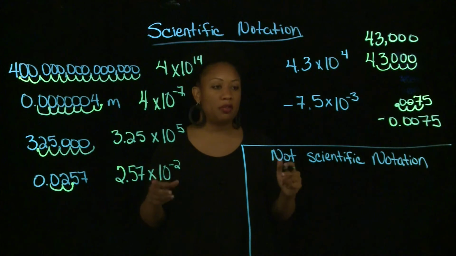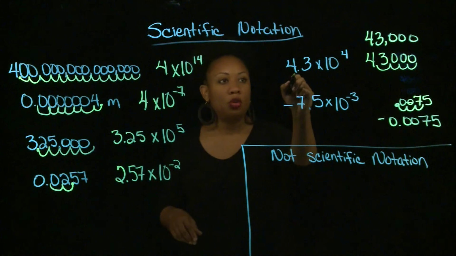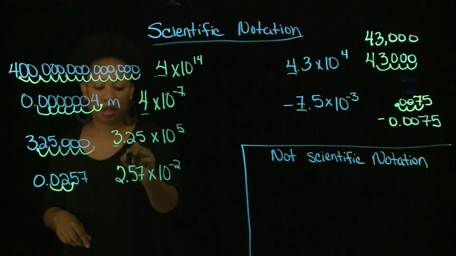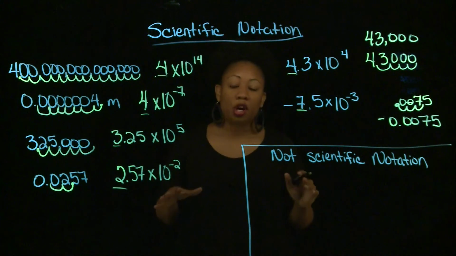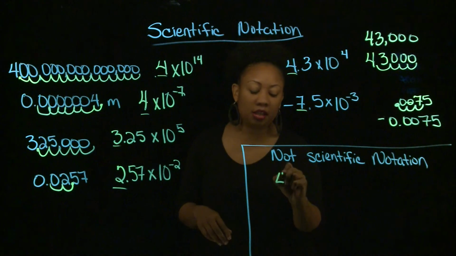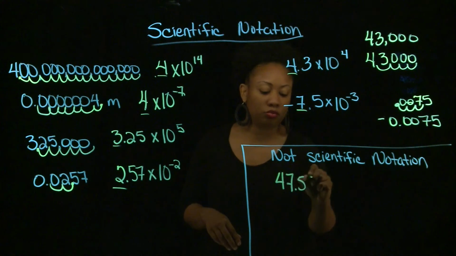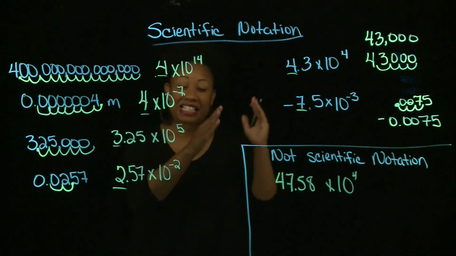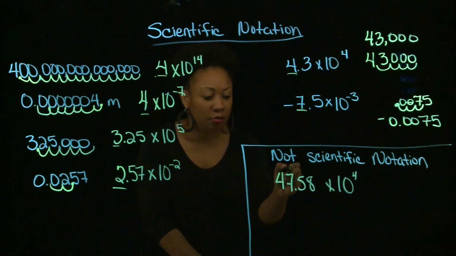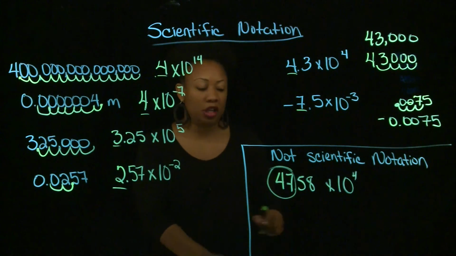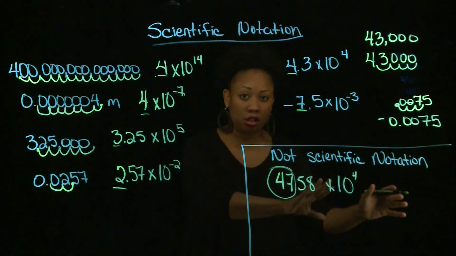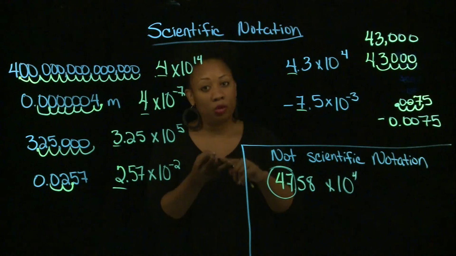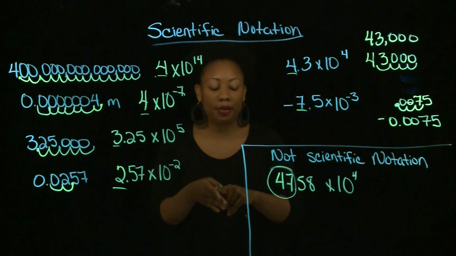Now notice whenever we're representing scientific notation, we only have one number in front of the decimal. So if you see a problem written like this, this is not scientific notation because of this 47. It looks like times 10 to the something, so you might think it is. It's not, because this number is not 1, 2, 3, 4, 5, 6, 7, 8, or 9.